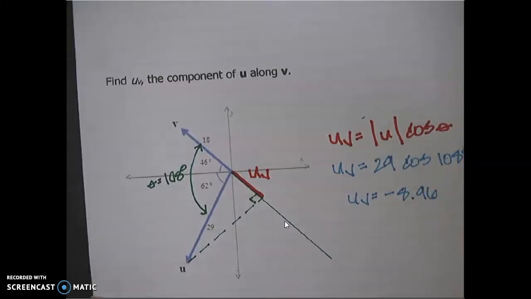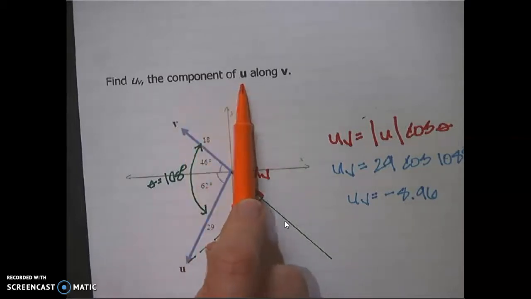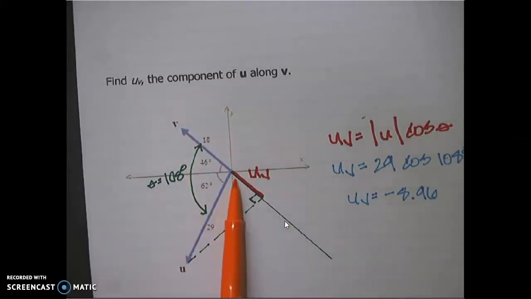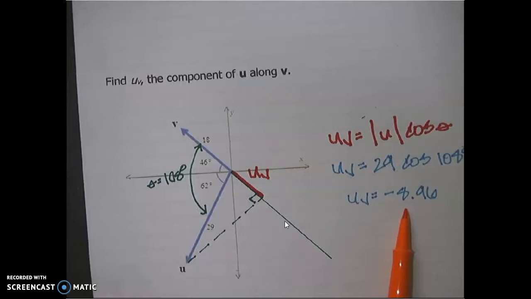And I want to point out that the reason I'm getting a negative number is because this is on the opposite side of v, right? Because they asked me to find the component of u along v. Well, this is on the extension of v, right? So think about it as kind of being on the back end, which is why it's negative. So always use this formula, magnitude of u cosine theta, and you are ready to go.